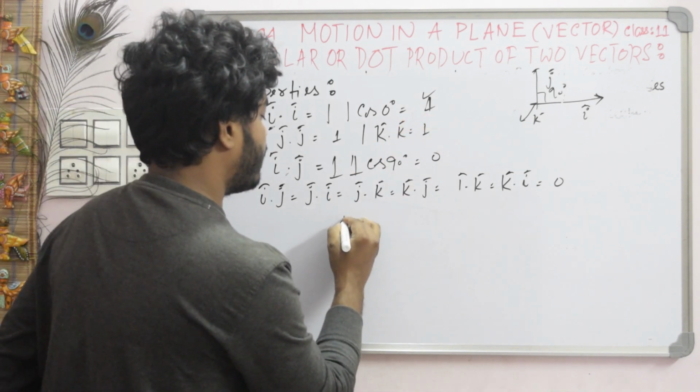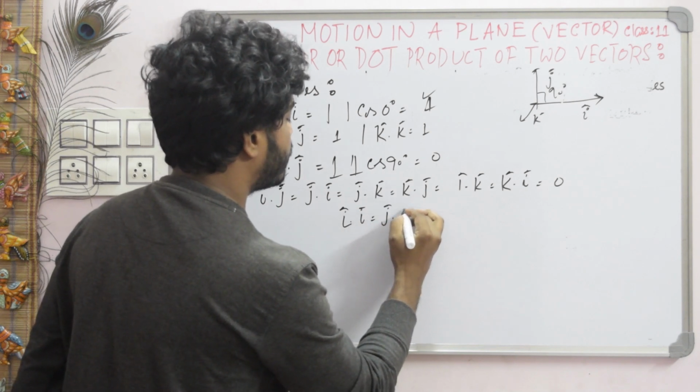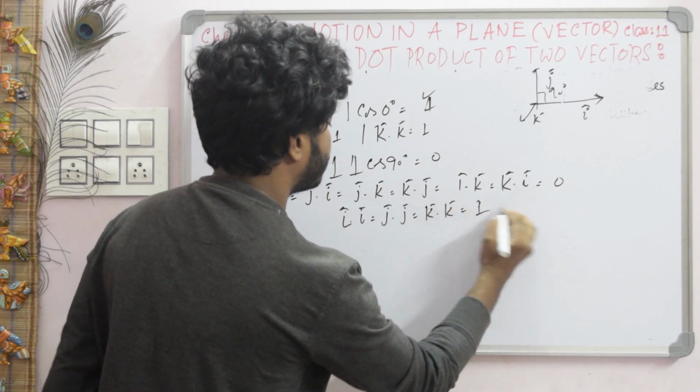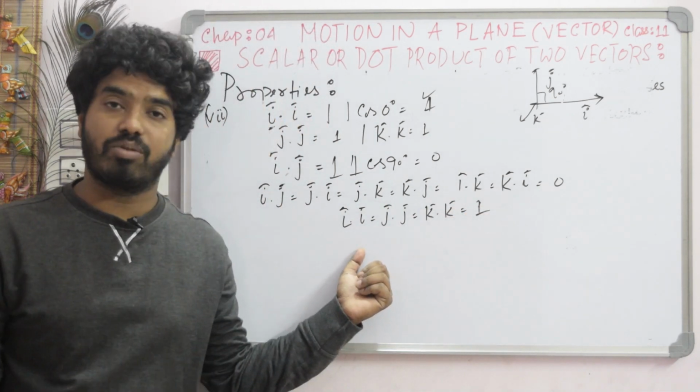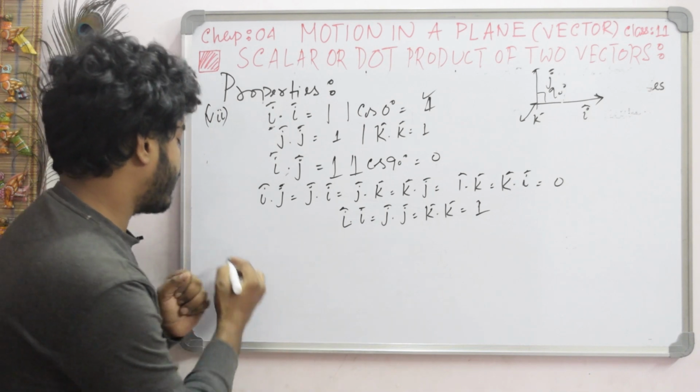So here you can write i dot i, j dot j, and in the same way k dot k gives the value 1. This is an important part, students. Okay, you need to know about this part. Okay, now next one.